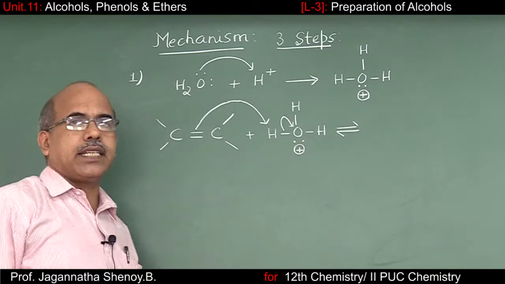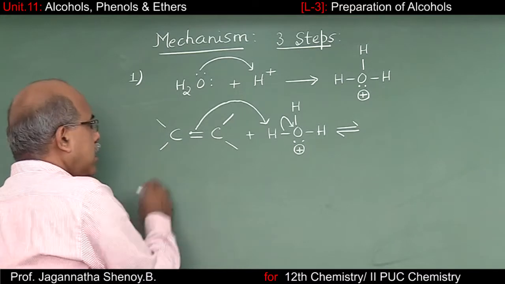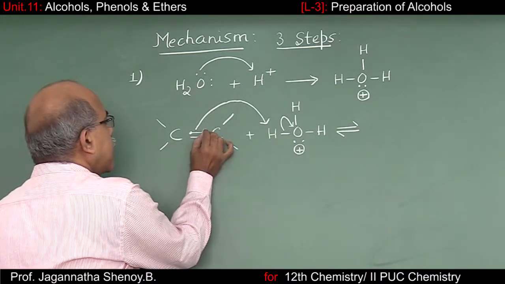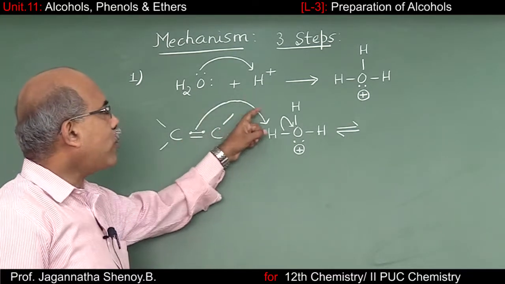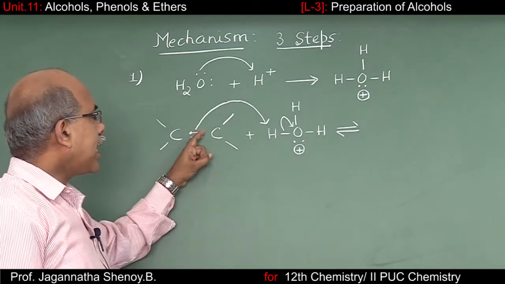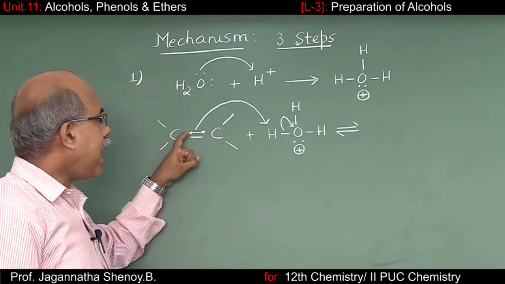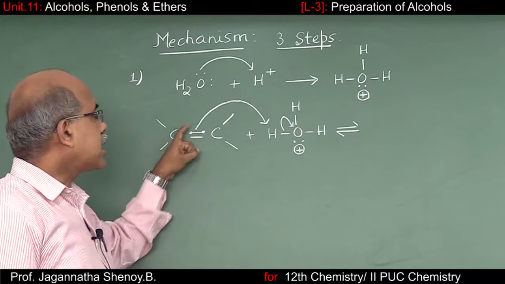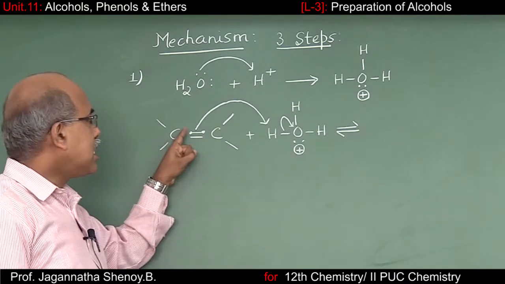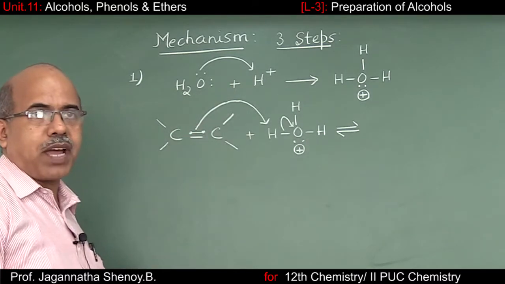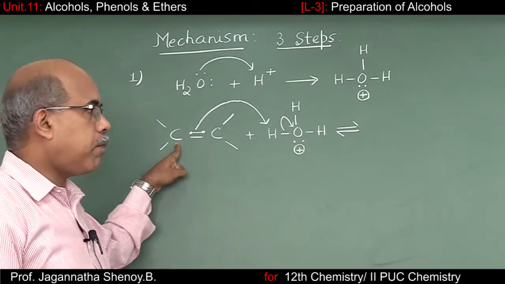So when I represent it like this, in this pi bond, this electron is contributed by the left hand side carbon and this electron is contributed by the right hand side carbon. When I show the arrow mark like this, the meaning is the electron belonging to this carbon atom will remain with itself, but the electron belonging to the first carbon is given to hydrogen. In other words, this carbon is losing its electron to hydronium ion. That's why what should be the charge on this carbon atom? It has to be positive.